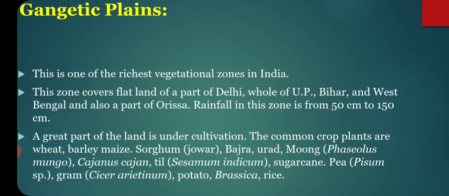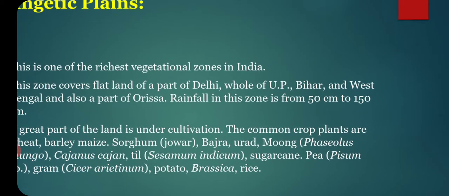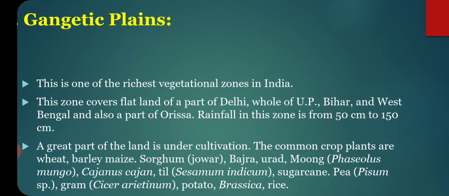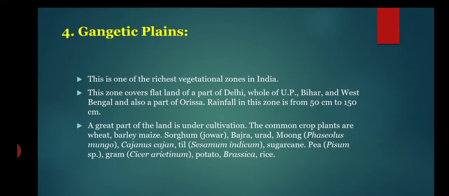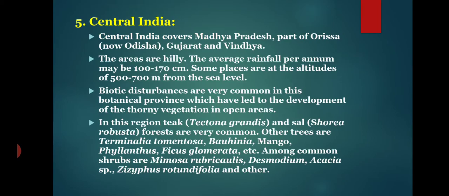The rainfall is between 50 centimeter to 150 centimeter. A great part of the land is under cultivation, and then we can see the crop production area of our country is actually the Gangetic Plain. We can see Phaseolus mungo, Cajanus cajan, Sesamum indicum, sugarcane, pea. Likewise, the cereals and some underground stem, potato, Brassica oleracea, rice, all are actually the cultivated land.